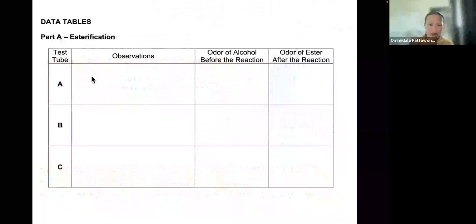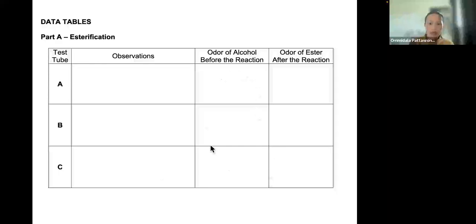Don't forget to record the observation, and also you will need to make sure you record the odor of the alcohol before the reaction as well. So as you add alcohol in the reaction, smell that before you add any other substance in it. After the reaction, you will also need to make observation of the odor of the ester as well.